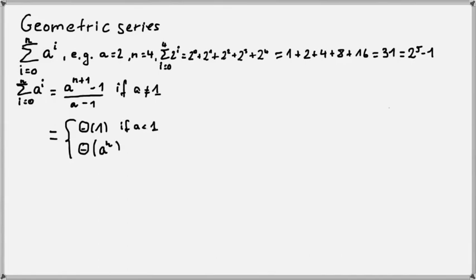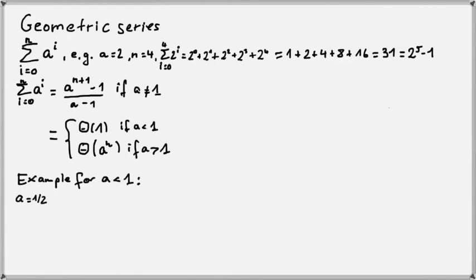In terms of growth rate, if a is small, in particular smaller than 1, then this sum is bounded, so it's constant. Otherwise it essentially grows as fast as the last term. So the growth rate essentially is a to the n. In the example where a is 2, the growth rate with increasing n is of order 2 to the n.